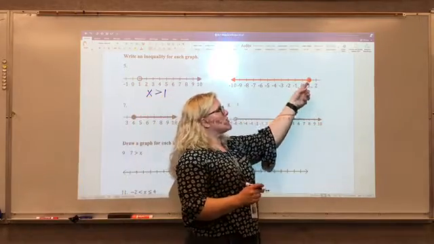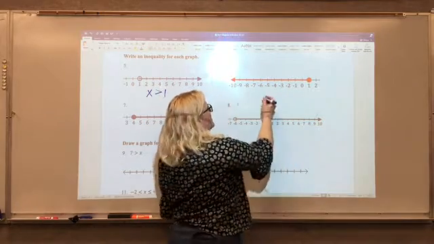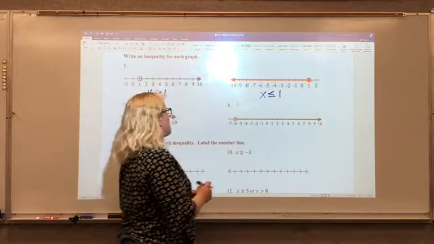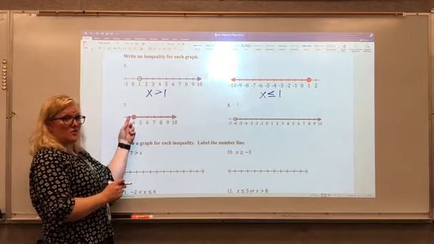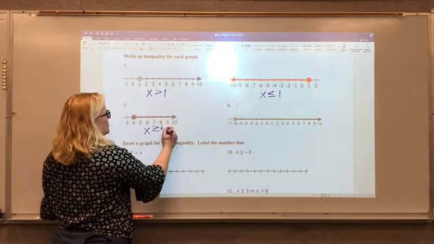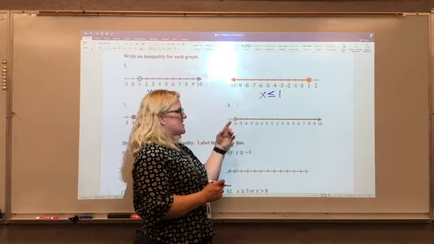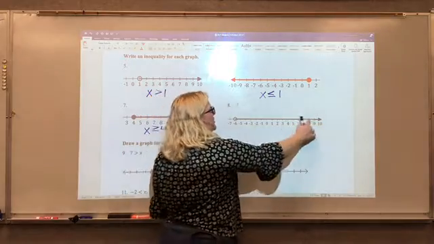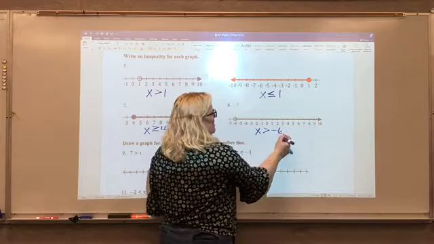Here we have a closed circle at 1, and it's everything that's less than that. So x is less than or equal to 1. Number 7, everything is bigger than 4, but it also includes 4. So we have x is greater than or equal to 4. And then number 8, we have an open circle at negative 6. So it doesn't quite include negative 6. And it's everything bigger than that. So x is bigger than negative 6.